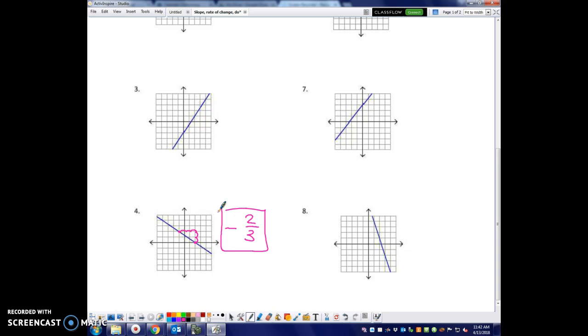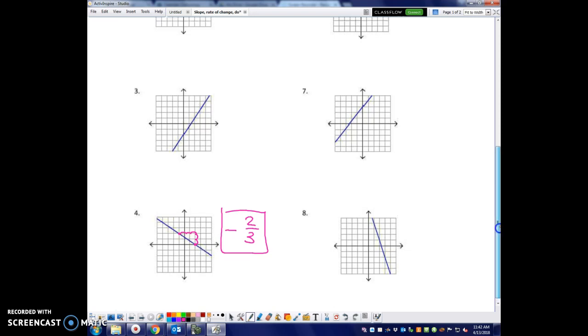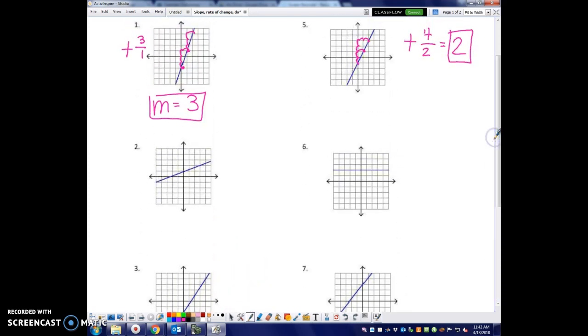Okay? So I just want to look at 6 real fast. 6 has just a straight line. So the slope of a straight line is what? And also keep in mind, what's the slope of a straight vertical line? So this is horizontal. What about vertical? Here's a reminder. Okay, that's our supplemental aid.